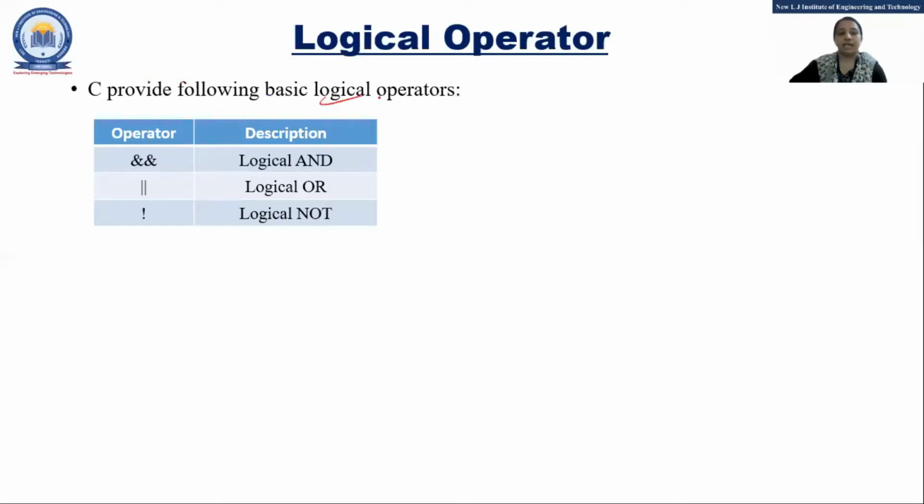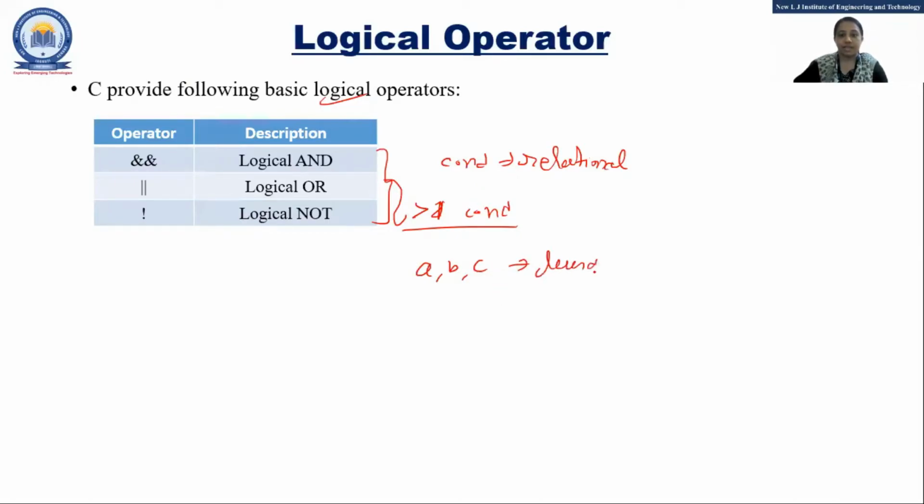Now the following are the logical operators. What is the use of these operators? Suppose you need to combine more than one condition. A condition can be checked with a relational operator, but if you have more than one condition to check, at that time you will use the logical operator. For example, suppose there are variables A, B, and C, and you want to find the largest one.